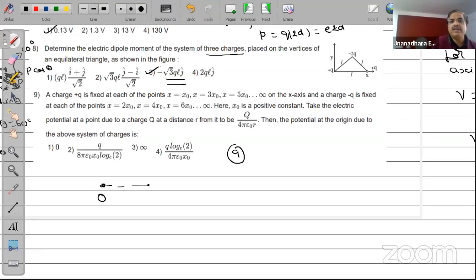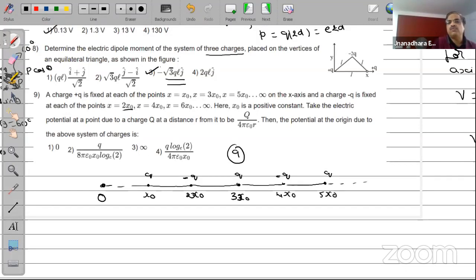Now what has been done: at x0, I have fixed a charge of plus Q. Next, at 2x0, I have fixed minus Q. This is a very important problem. Lot of times this question comes. So plus Q again at 3x0, and then minus Q again at 4x0. Then I'll have plus Q again at 5x0, and so on and so forth, and it goes up to infinity.